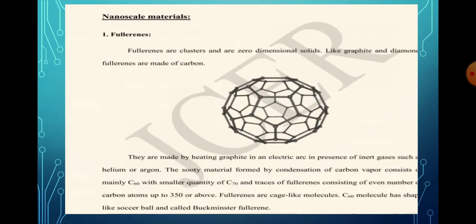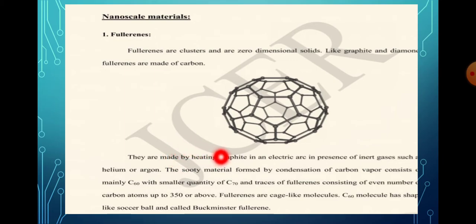What are nanoscale materials? Nanoscale materials are fullerenes, that is, clusters and zero-dimensional solids, like graphite and diamond. Fullerenes are made up of carbon. They are made by heating graphite electrically in the presence of what here, helium and argon. That gives a sooty flame.